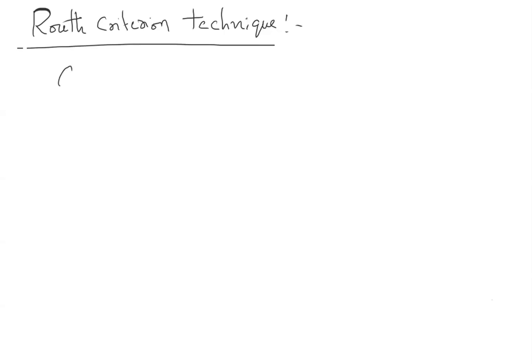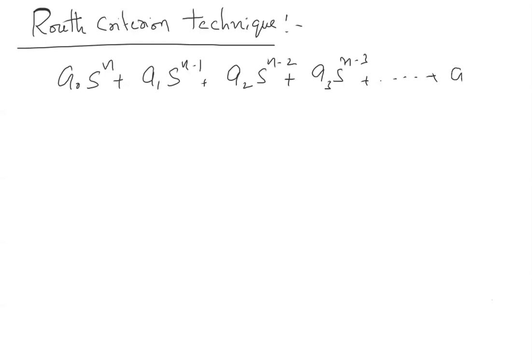So next topic is Routh criterion technique. We will take a general polynomial: a0 s power n plus a1 s power n minus 1 plus a2 s power n minus 2, and so on, plus an minus 1 s plus an, which is equal to 0. This is the simple polynomial.